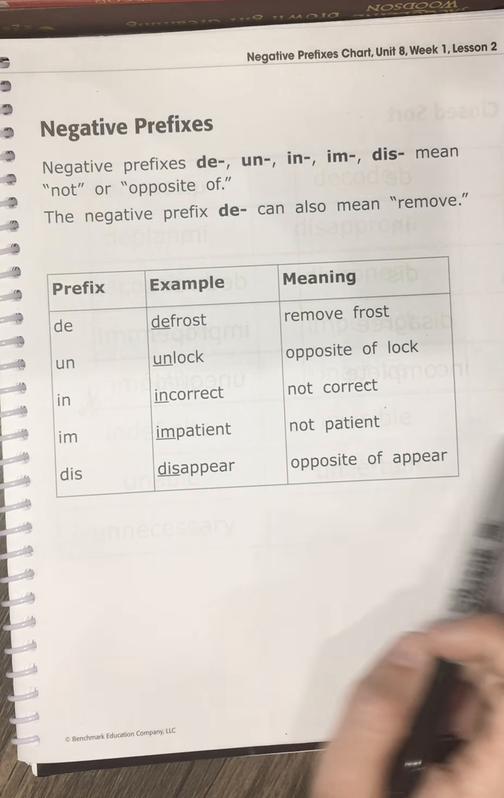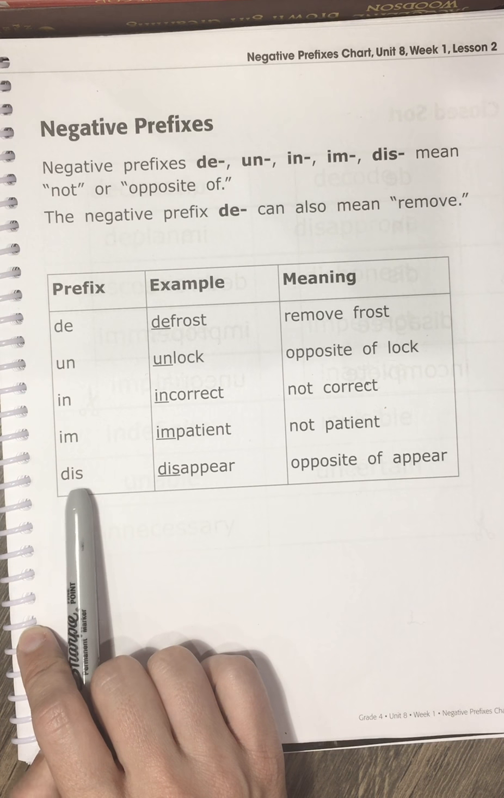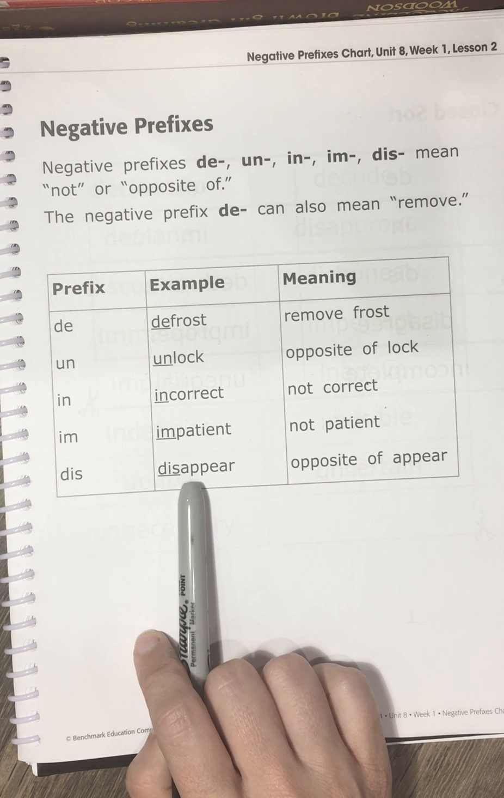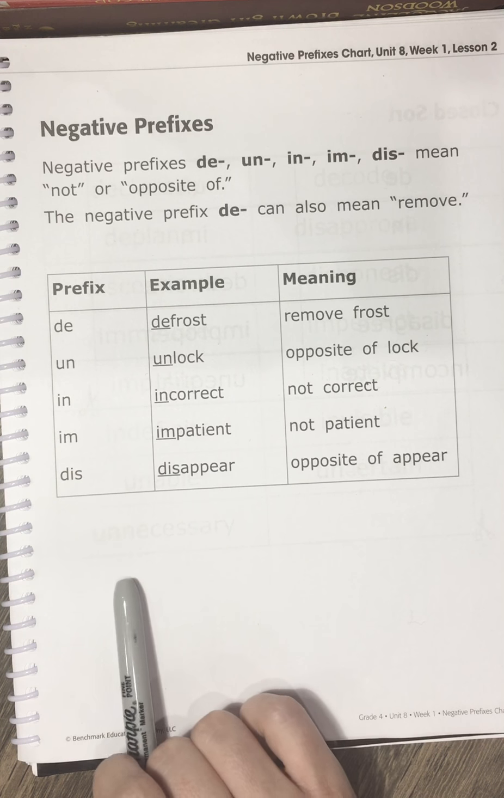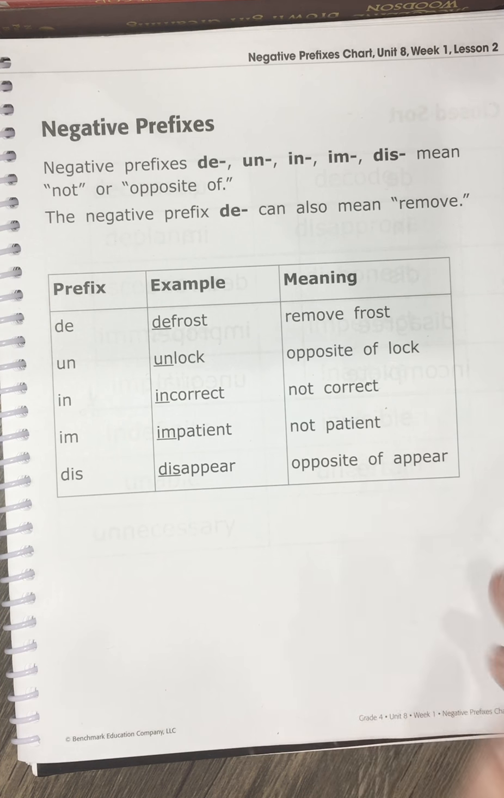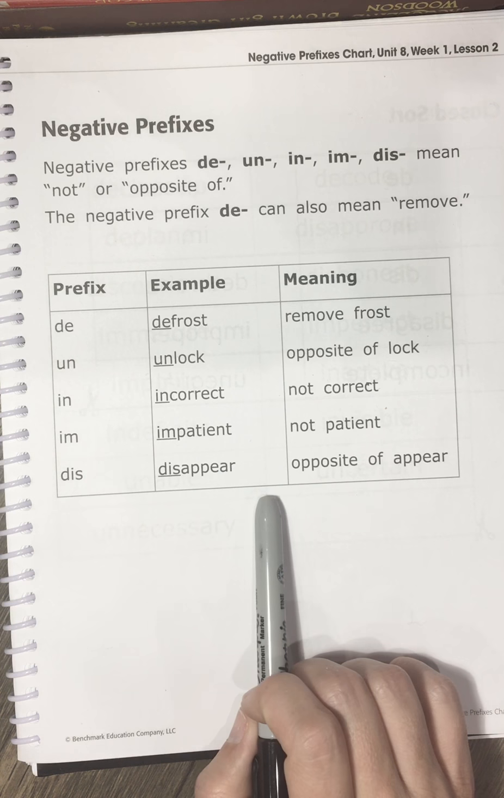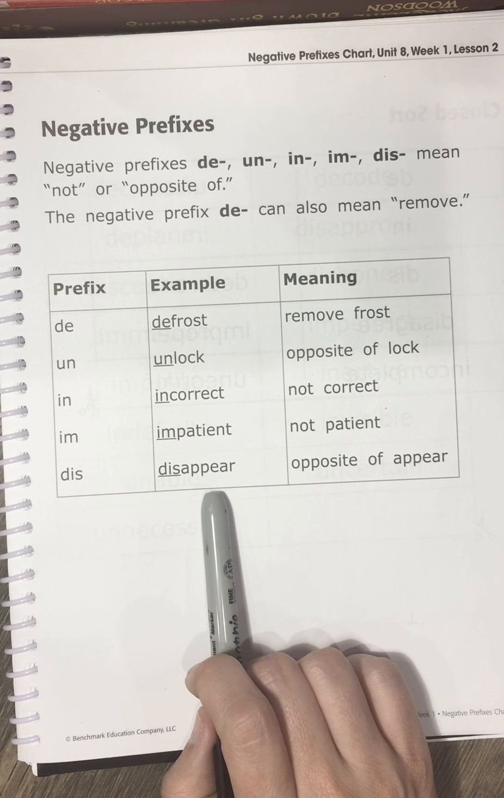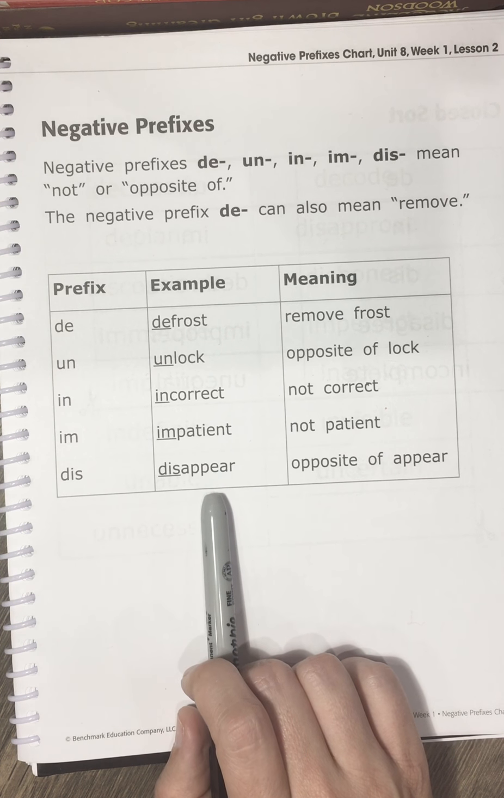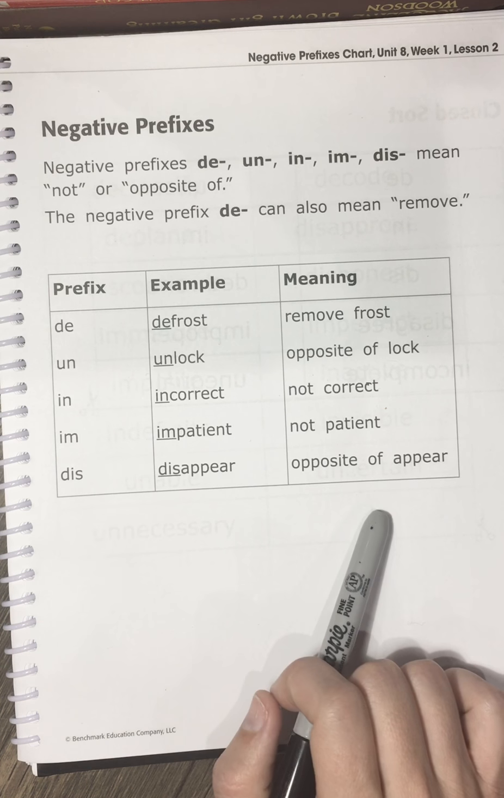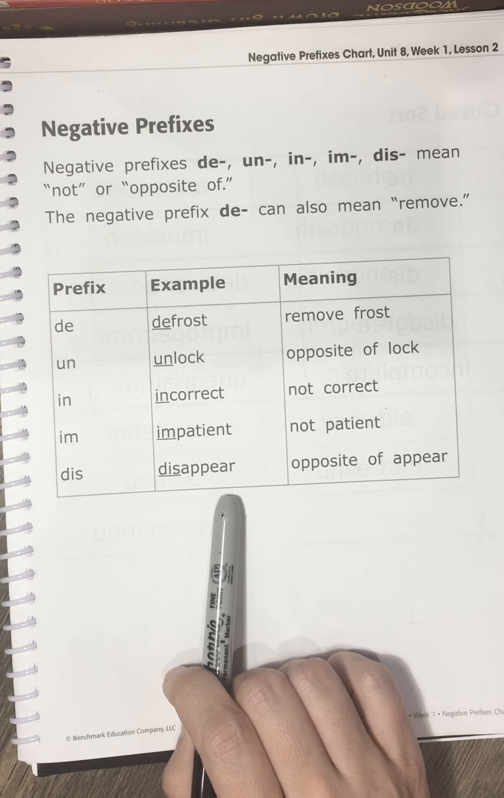You're not patient. So for the prefix dis, our example word is disappear. It's the opposite of appearing, which is showing up. So the opposite would be to disappear. So like a magic trick, if you are going to make something disappear, you're making it go away. It's the opposite of appearing.